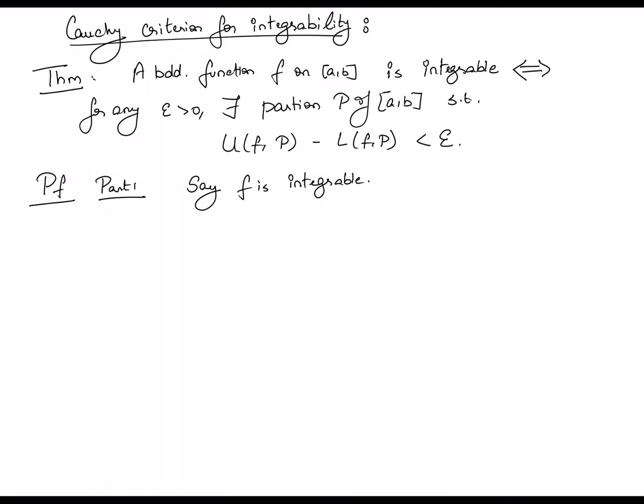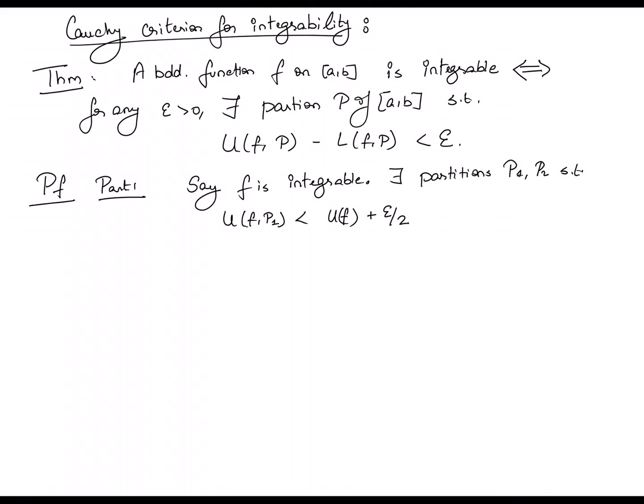Right? So which means that U(f) is equal to L(f). Therefore there exist partitions P1 and P2 such that the following conditions are true: that U(f, P1) is going to be less than U(f) + epsilon/2. Why is this? This follows from the fact that U(f) is the infimum.